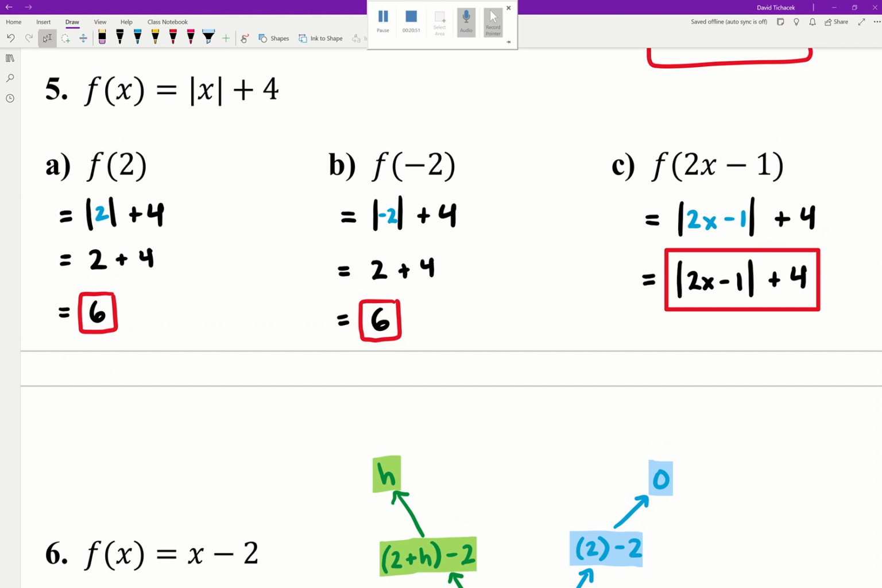Part C, because what I'm plugging in is something I don't know the value of. I don't know if that is always going to be positive. Matter of fact, it's not always going to be positive. It might be negative sometimes. The best I can do is just plug it in and then just write out the function formula in that way.